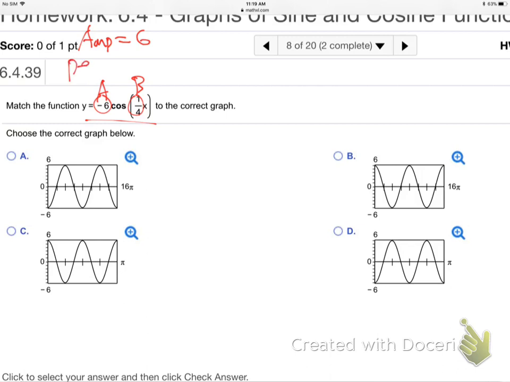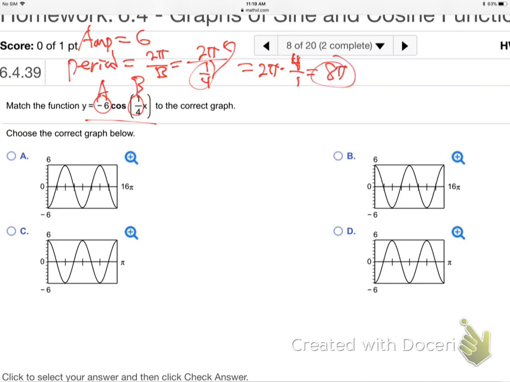The period, 2 pi over B, 2 pi over 1/4. Same thing as before. Flip it up, 2 pi times 4 over 1, 8 pi. So 8 pi is the period.